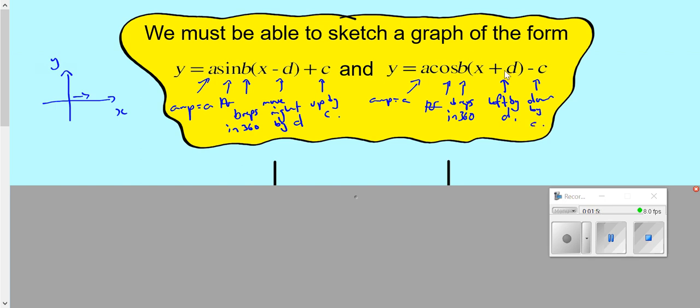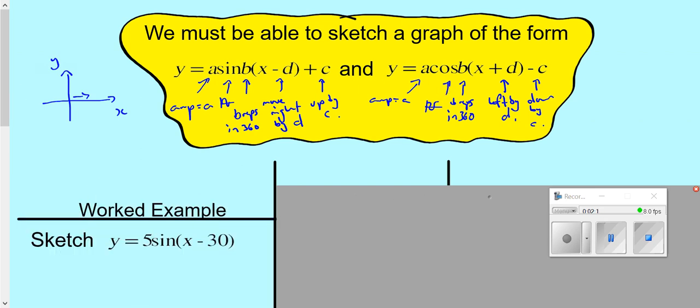Now you won't get all of these at the same time. So there's 1, 2, 3, 4 different things there. Okay, you won't get all of them at the same time. You'll maybe get 2, maximum 3. Okay, but more often than not, it's just 2 things happening. So let's look at sketching them.